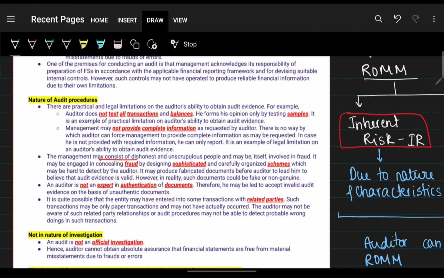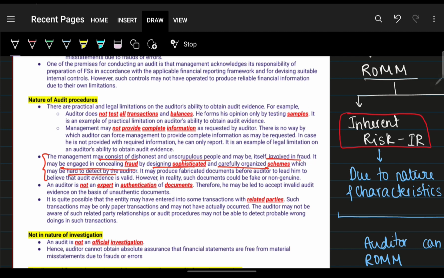Management may consist of dishonest and unscrupulous people. Unscrupulous means basically untrustworthy people, and they themselves might be involved in the fraud. So they may be engaged in concealing the fraud by designing sophisticated and carefully organized schemes, which may be very hard for the auditor to detect. So we can write this point also, that they might have created very sophisticated, carefully organized schemes, which make detection very hard for the auditor.